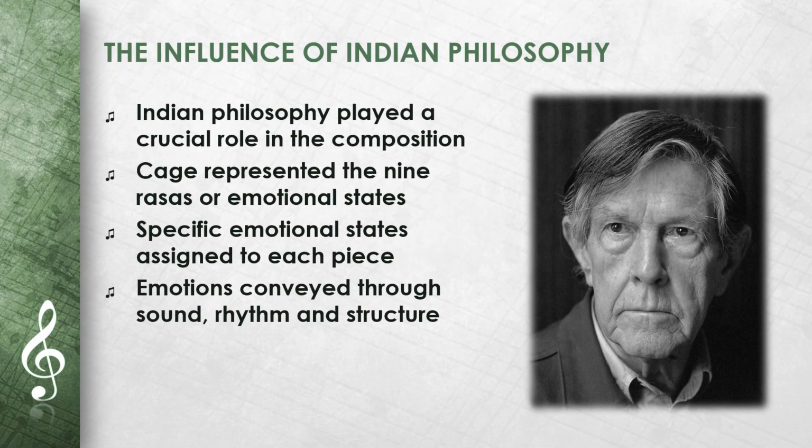Indian philosophy played an important role in the composition of the sonatas and interludes. Cage attempted to musically represent the 9 rasas or emotional states. These include emotions such as love, joy, anger, sadness, and fear. Cage assigned specific emotional states to each piece. He strove to convey these emotions through sound, rhythm, and structure.